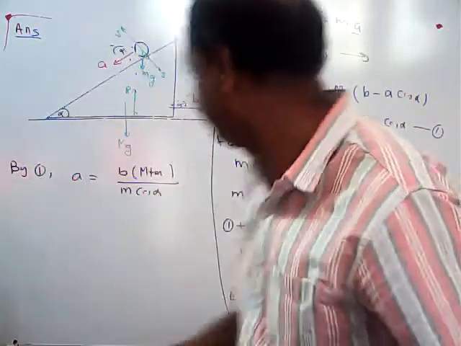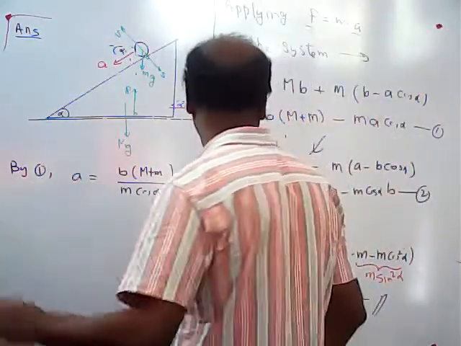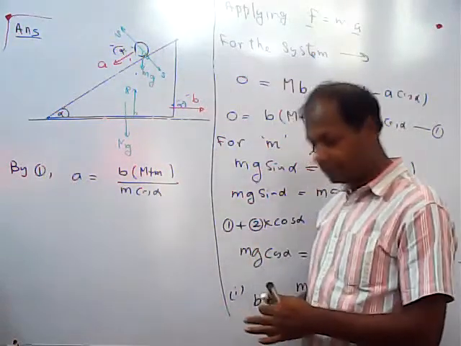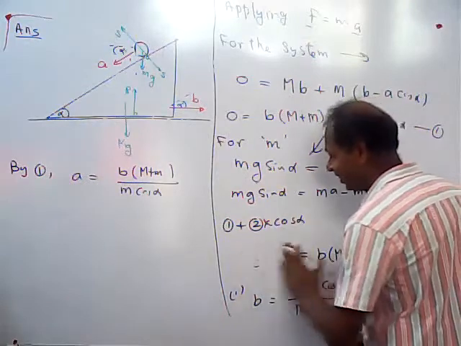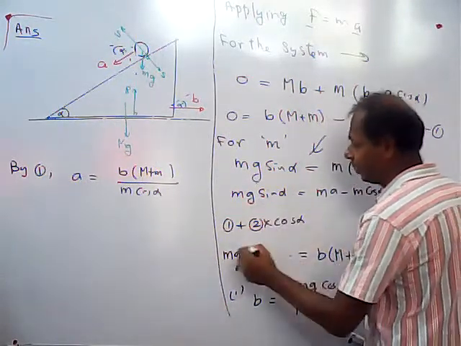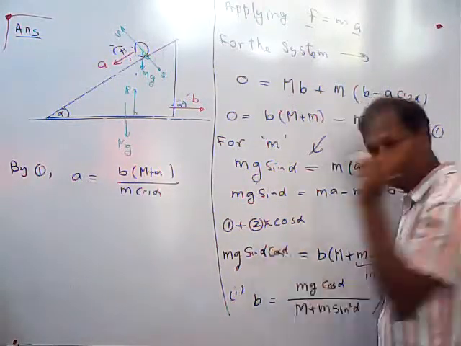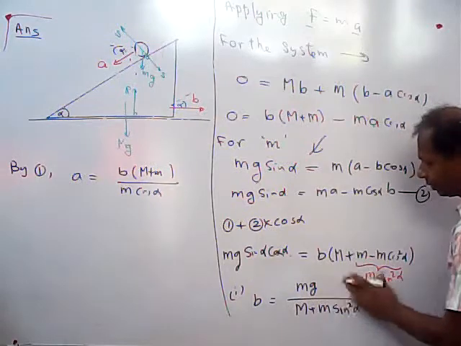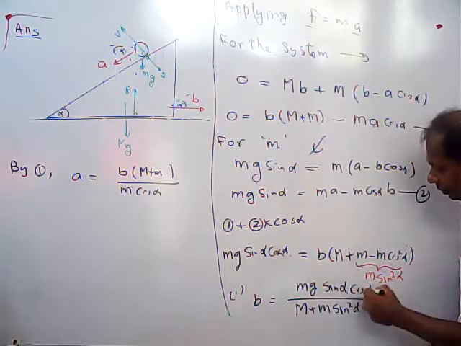Sin alpha. Yeah, you are correct. This has to be MG sin alpha cos alpha. Yes, that's the answer. It's correct. MG sin alpha cos alpha.